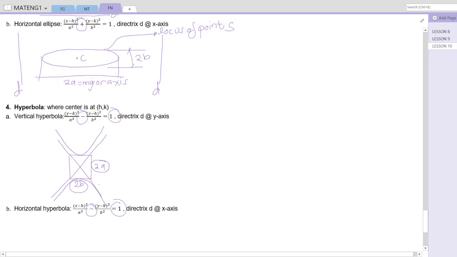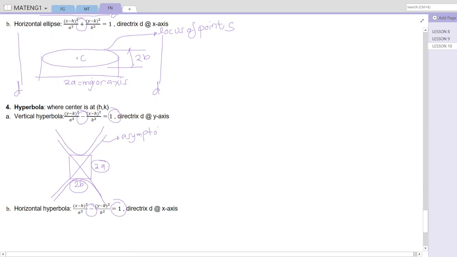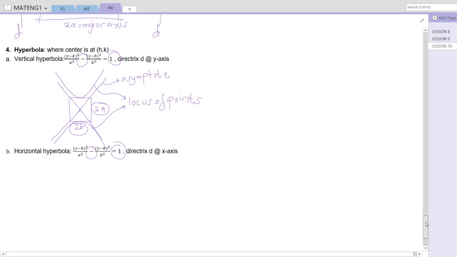That is the hyperbola. It never meets the asymptote, since this is the asymptote for that one, and this one is the hyperbola, the two curves, so it doesn't meet the asymptote. If the center is at the origin, that will be the vertical hyperbola. So that forms the locus of points of the hyperbola.